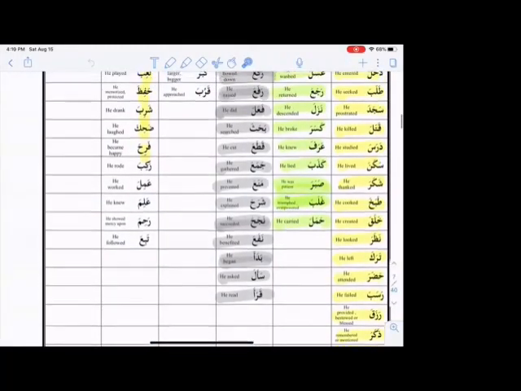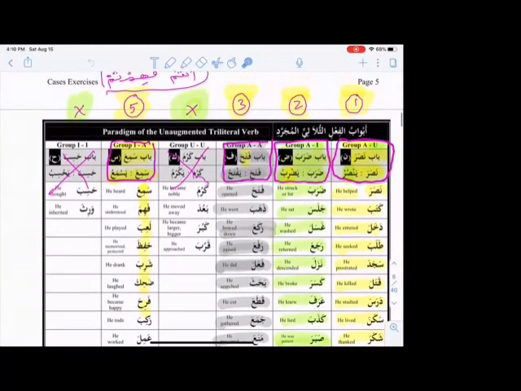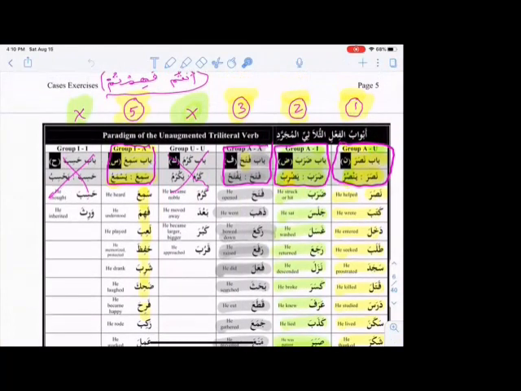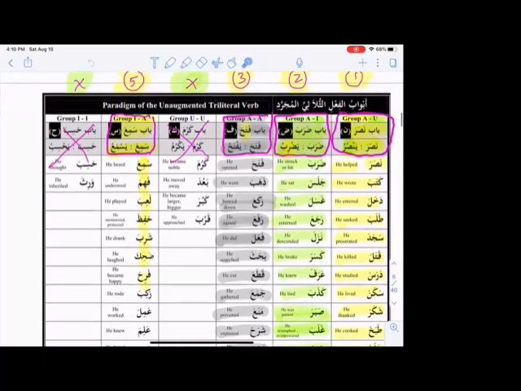See here we have, my brothers and sisters, Bab Nasara. Do you see Bab Nasara? AU. Fatah became Dhamma. Nasara Yansuru. Then Bab Daraba. Daraba Yadribu. Jalasa. All these are from Bab Daraba. Quite a few. And then Bab Fataha. Fataha, Zahaba, Rakaha, Rafa. These are all Bab Fataha. Karuma, not too many, my brothers and sisters.